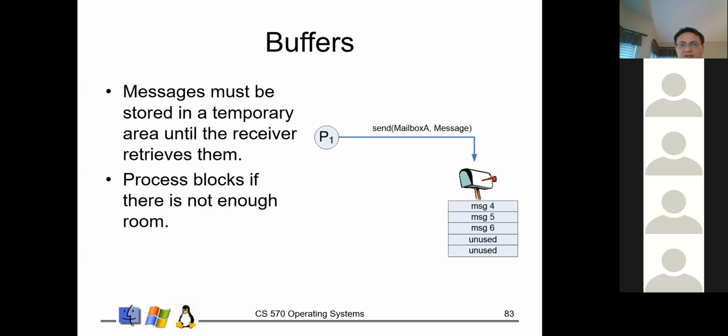The buffers that relate to the message passing scheme. Okay, so in the bounded buffer problem, in the producer and consumer problem, we talk about the bounded buffer, right? It is a shared memory, right?